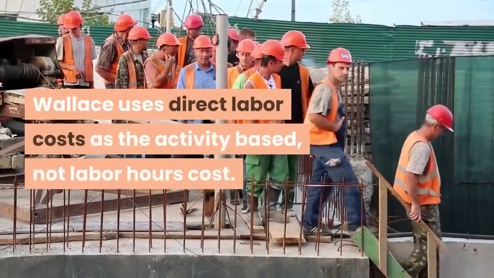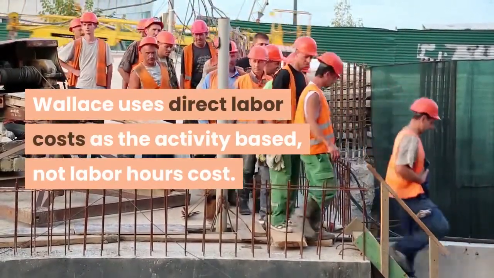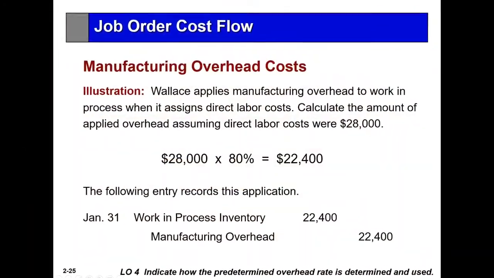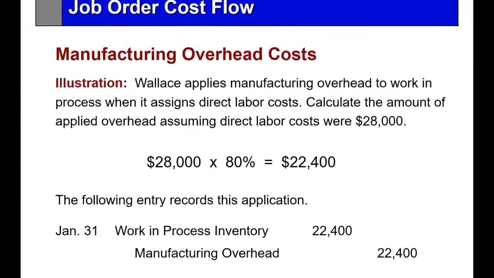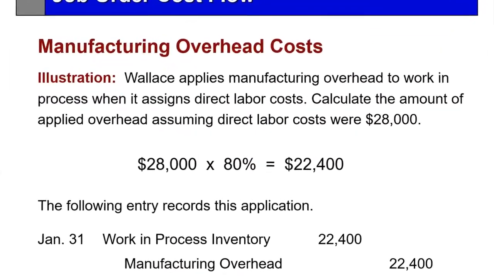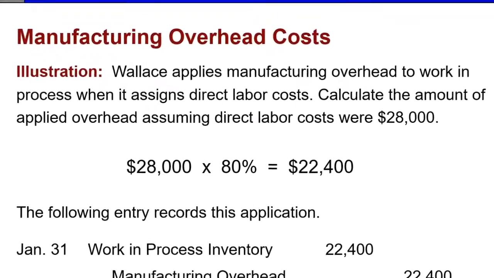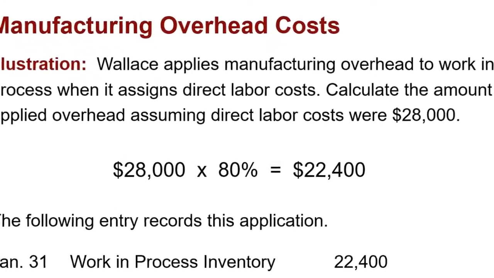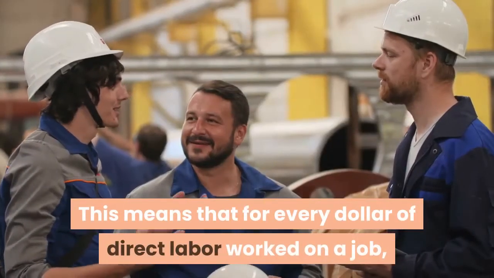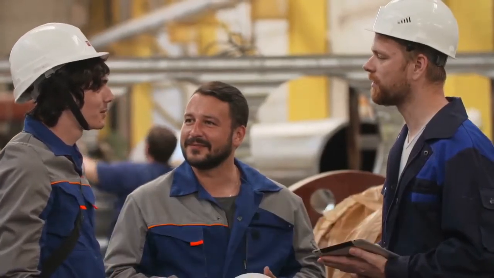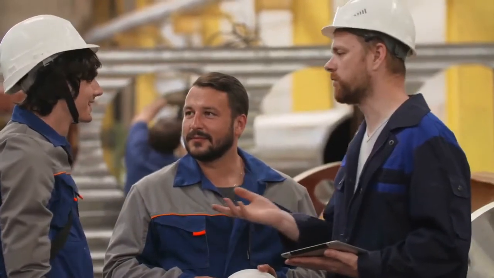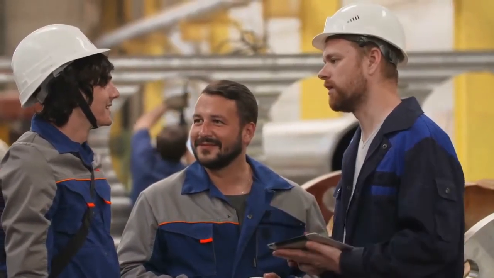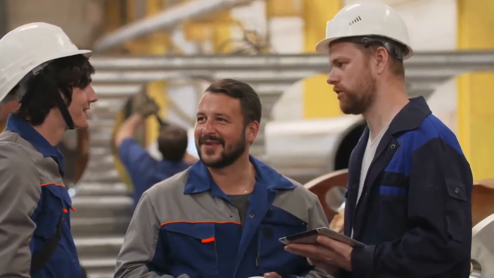Wallace uses direct labor costs as the activity base, not labor hours. Assuming that the company expects annual overhead costs to be 280,000 and direct labor to cost 350,000, compute the overhead rate. Well, in this case, it will be a percentage, because if I'm dealing with the costs, I'm dealing with a percentage of the direct labor cost worked on each job. 80%. This means that for every dollar of direct labor worked on a job, I'm going to assign 80 cents to cover the overhead. So I look on each job ticket and say, okay, what's the total direct labor costs, and I multiply that by 80% for manufacturing overhead.